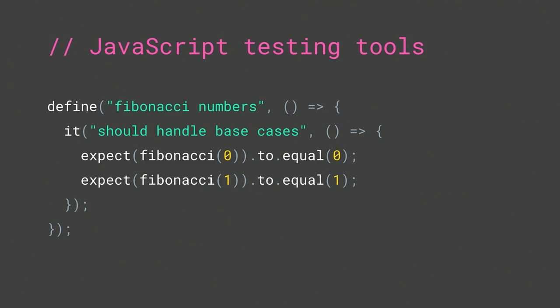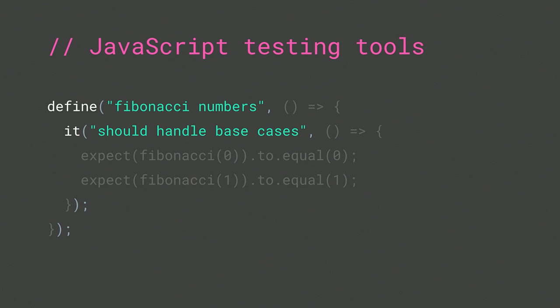So, here's a very simple unit test that tests the Fibonacci sequence. And we're using two different tools here. This part is Mocha. Mocha is a test runner. It lets you define your test suites with the describe command and your test cases with the it command.